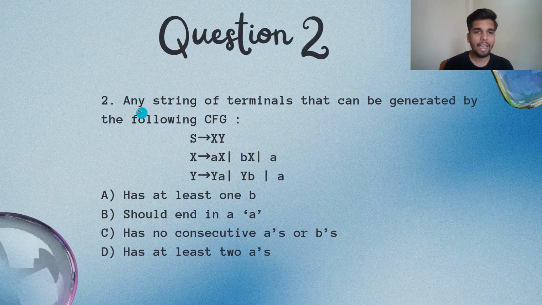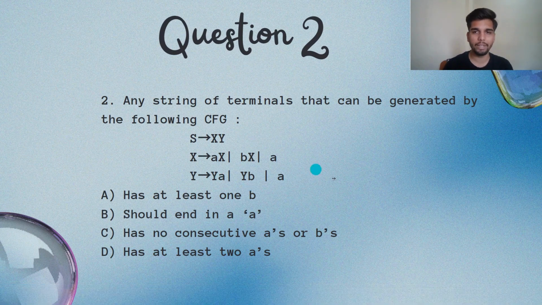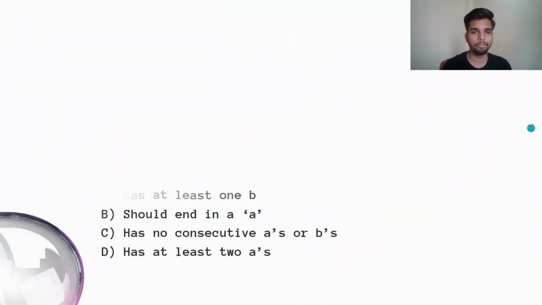Question number second is: any string of terminals that is generated by the following context-free grammar. We have non-terminals and terminals. We have four options: has at least one B, should end in A, has no consecutive A's or B's, has at least two A's. We have to get the string from these terminals. Let's see them.